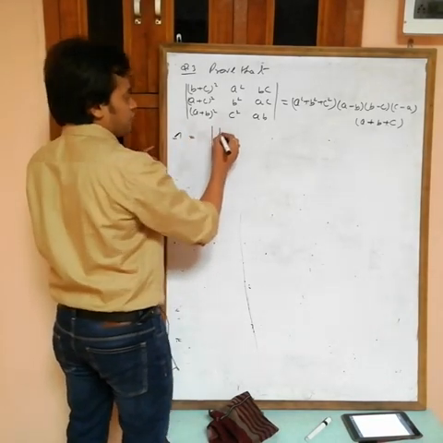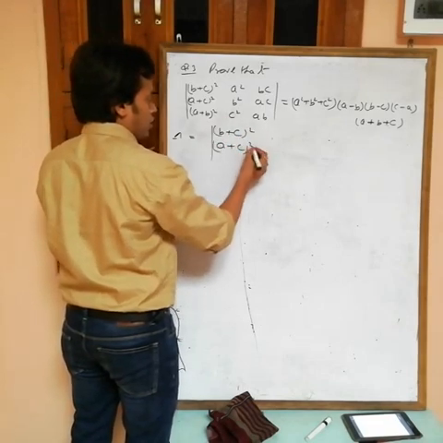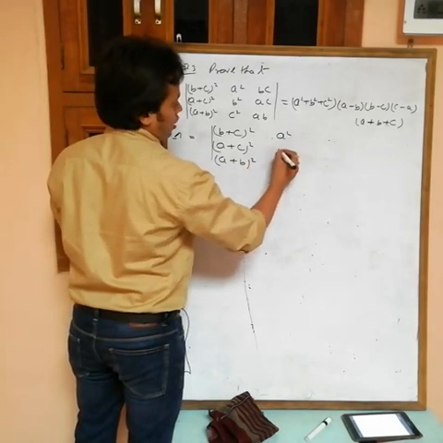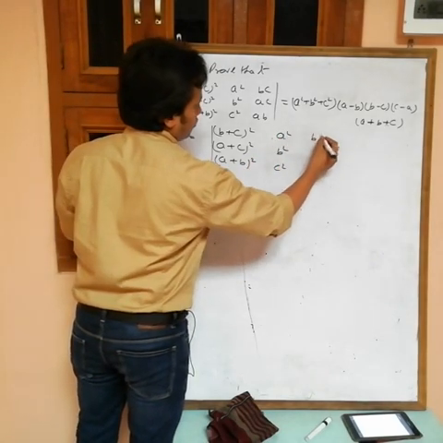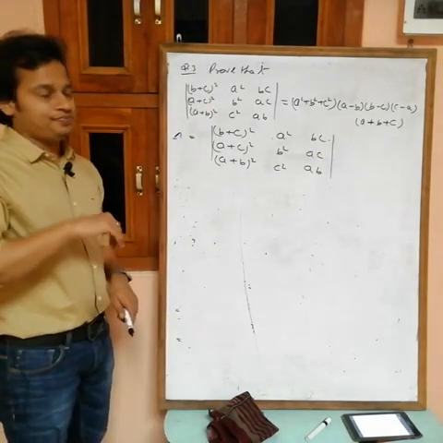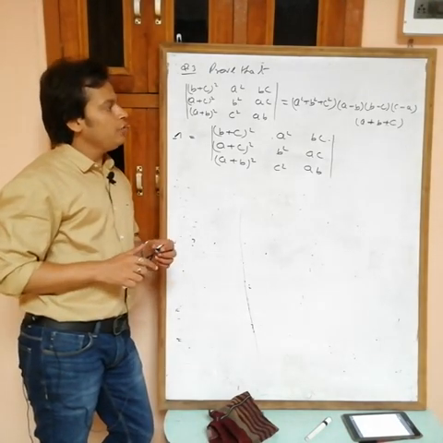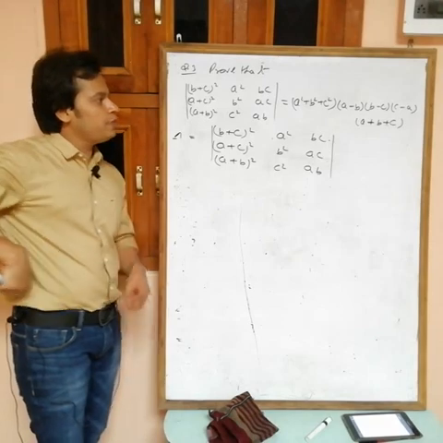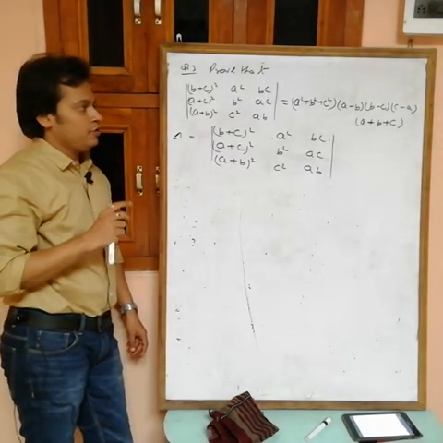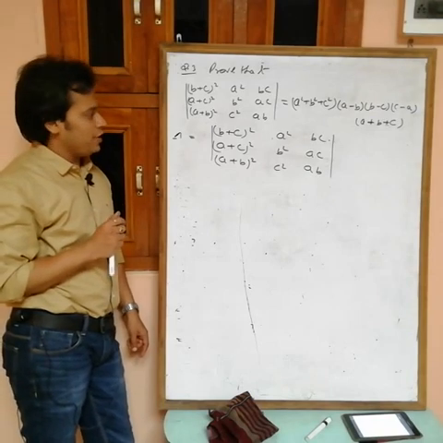This determinant is (b plus c) whole square, (a plus c) whole square and (a plus b) whole square, with a square, b square, c square and bc, ac, ab in the other rows. Now I want to prove that this is equal to (a square plus b square plus c square) times something. How will you get first a square plus b square plus c square? Anyhow, you want a factor as a square plus b square plus c square, or a minus b, b minus c.